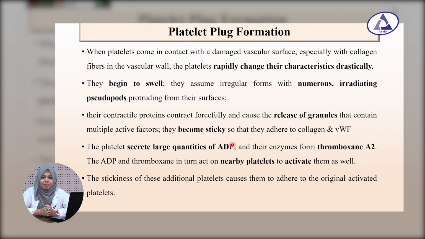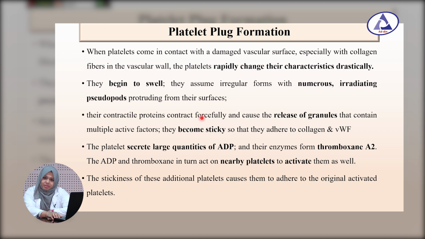Whenever the platelets come in contact with the damaged vascular wall, especially the collagen, the platelets change themselves drastically. They begin to swell, they assume irregular shape, and they protrude numerous irritating pseudopods. And after becoming like this, they contract forcefully and release some granules, and due to the release of these granules, they become very sticky and they adhere to the collagen and the von Willebrand factor.